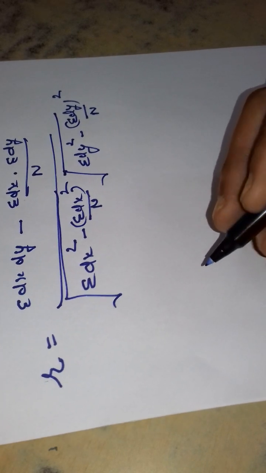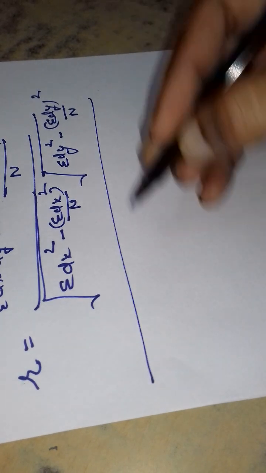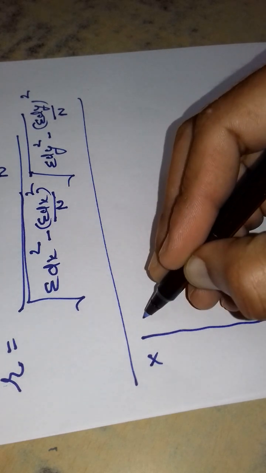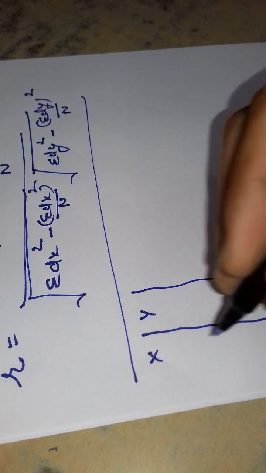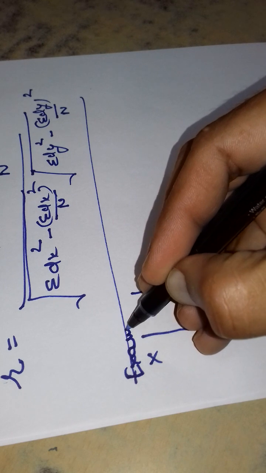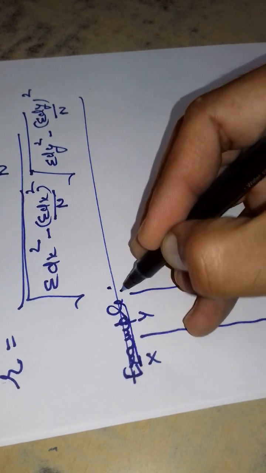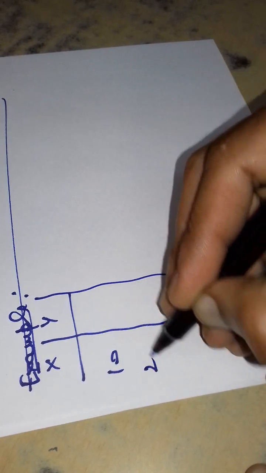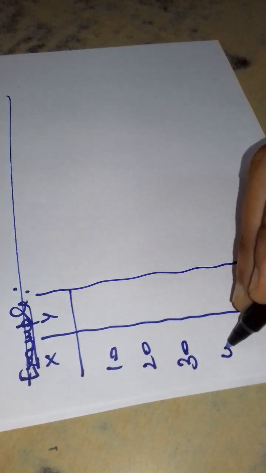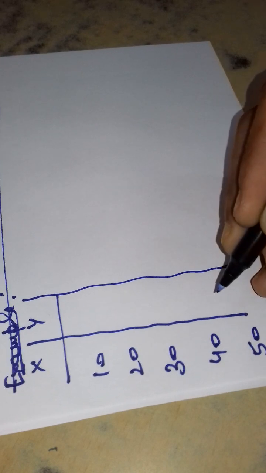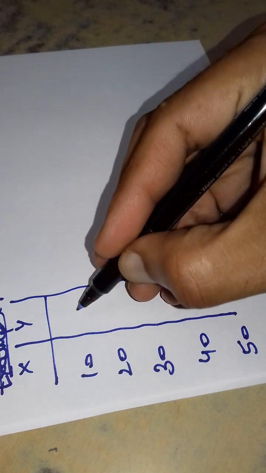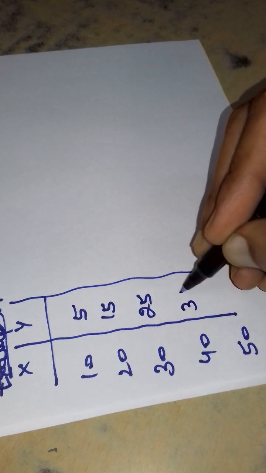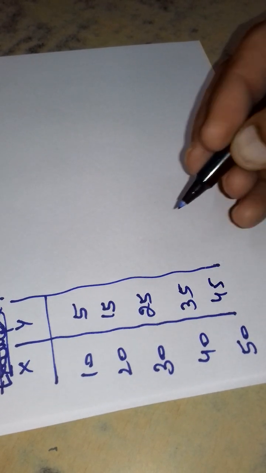I'm taking one example, where the values of x and y are given. Write down, this is an example where values of x and y are given, and these are, for example, 10, 20, 30, 40 and 50. Simultaneously for y it will be 5, 15, 25, 35 and 45.